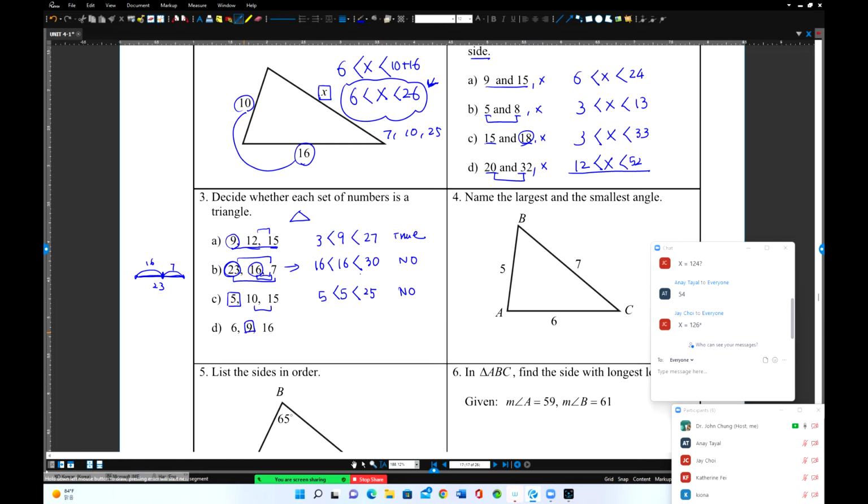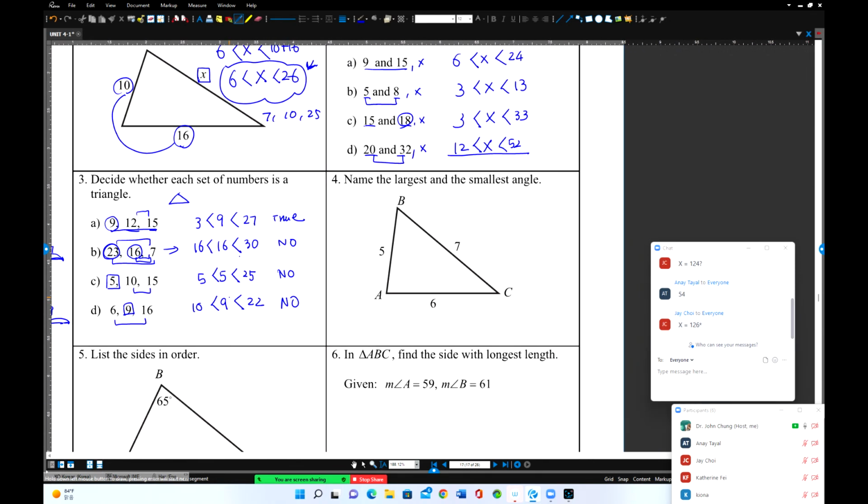For the second one, 9 is less than the sum of these two, 22, but greater than the difference, which is already 10. 9 is not greater than 10, so this is wrong. Because this is 16, and this is only 6 over here, from here there is 9. 9 plus 6 is 15 only. It's too short. You cannot make a triangle. This is no.